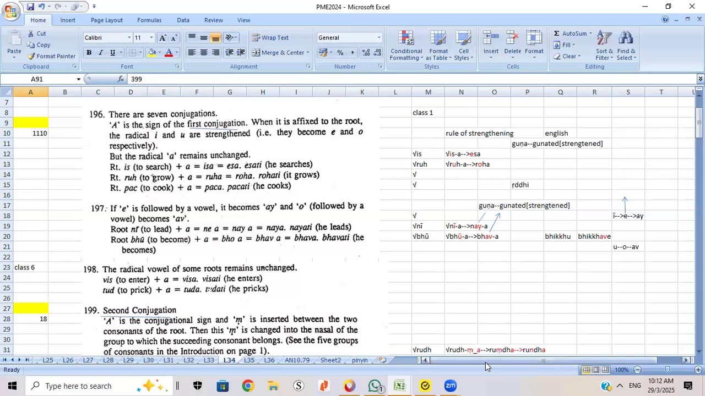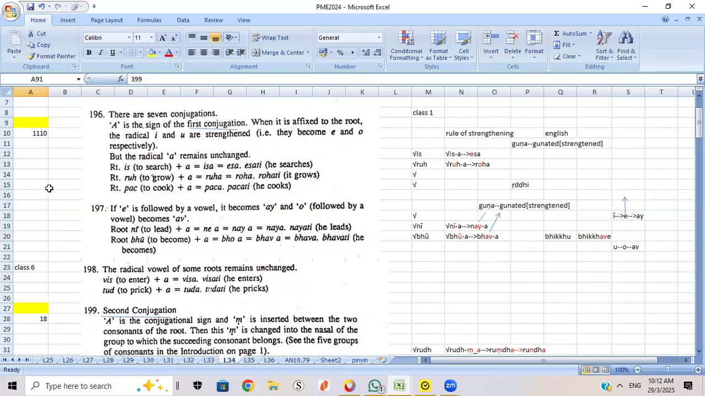I got one question before you start. If, let's say, the seventh conjugation is also a causative, do we call it the seventh conjugation or the causative? I will explain. Thank you very much.